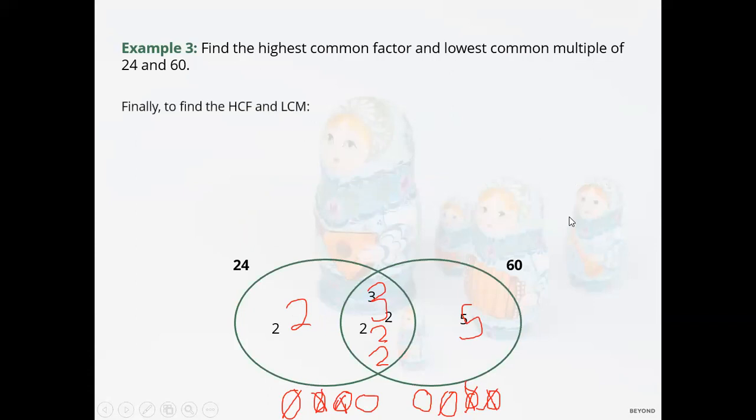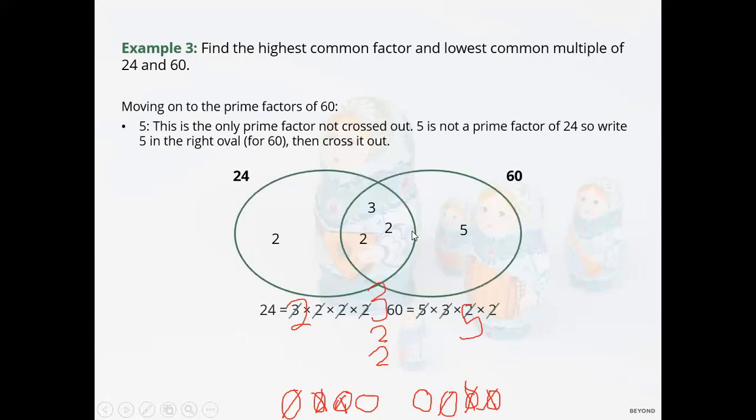Can you see? Go back. Can you see this now, the Venn diagram? The 3, the 2, the 2, the common prime factors go here. The other prime factors that are not common go to the individual oval or circle. All right? And that's how you find the highest common factor.